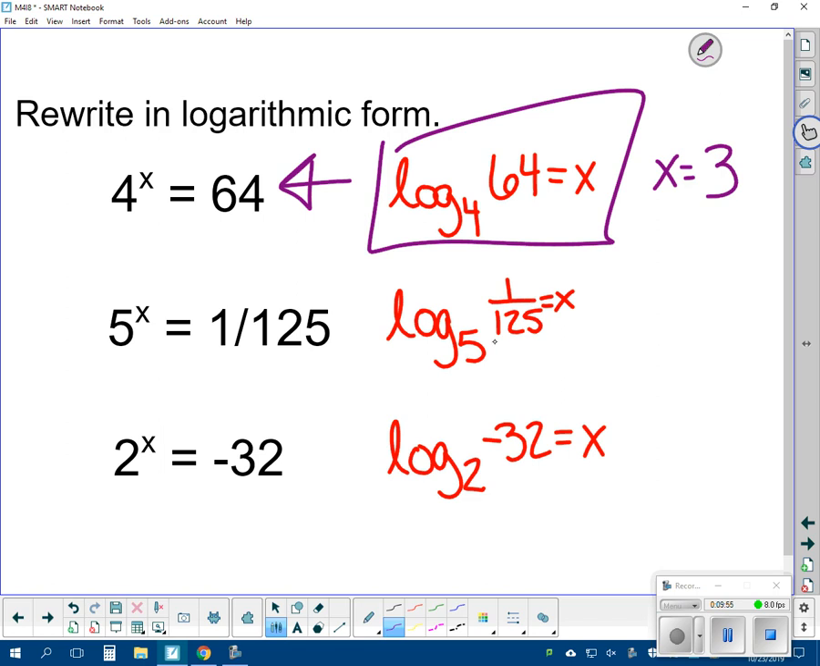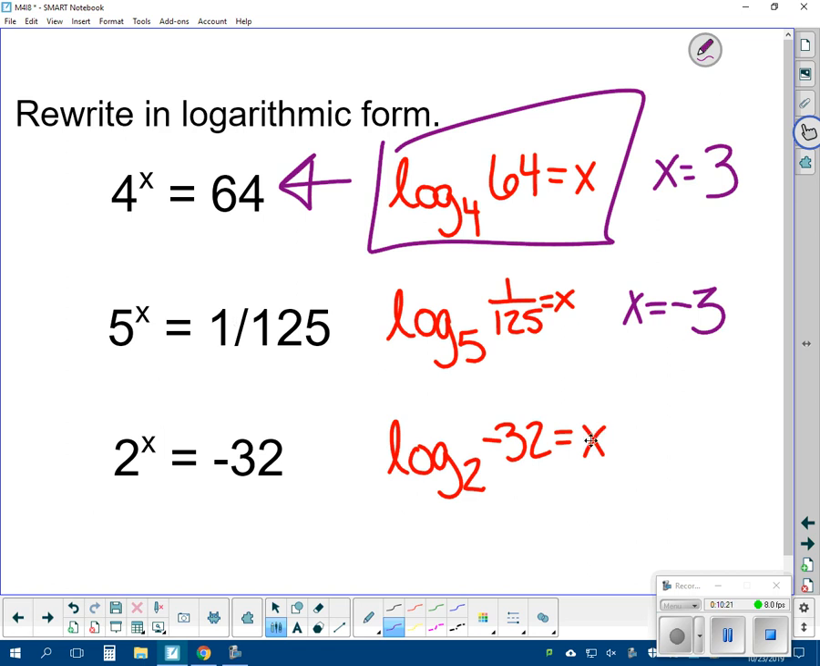All right, hold on. Let's do number 2. This notation is simply saying 5 to what power is 1 over 125? Well, I immediately know it has to be a negative, right? Because a negative exponent is going to make it the fraction. And then it would have to be what number? 3. Because 5 to the negative third is 1 over 125.